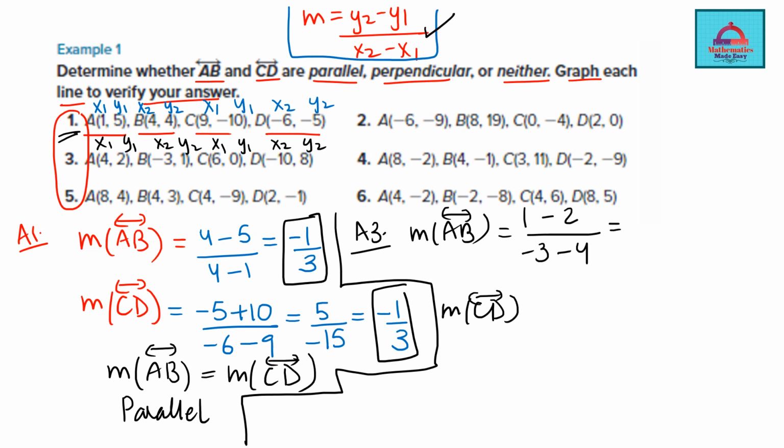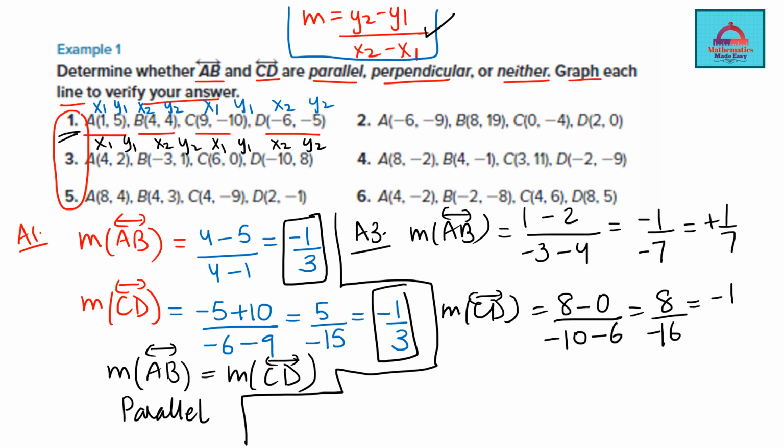So how much is it? Minus 1 over minus 7. So this is plus 1 by 7. Similarly for CD, calculate 8 minus 0 over minus 10 minus 6. I'm just putting values in this formula. So this comes out to be 8 over minus 16, which is minus 1 by 2. So if you see, both the slopes have no relation at all. Both are not equal. So if it is not equal, the answer for question 3 is going to be neither.